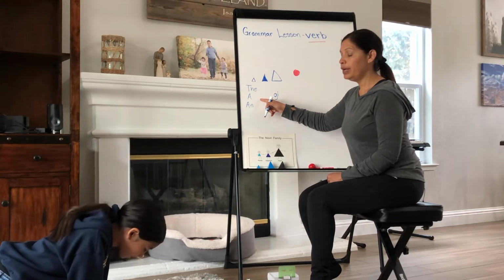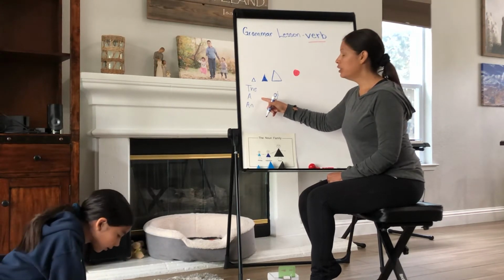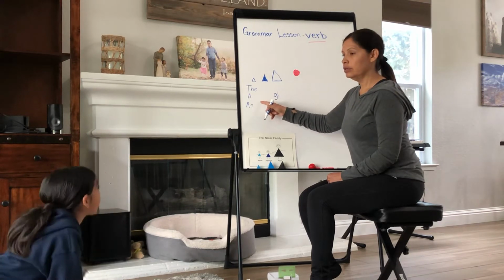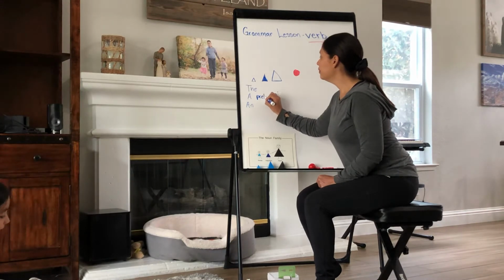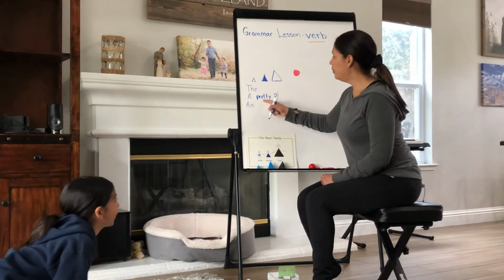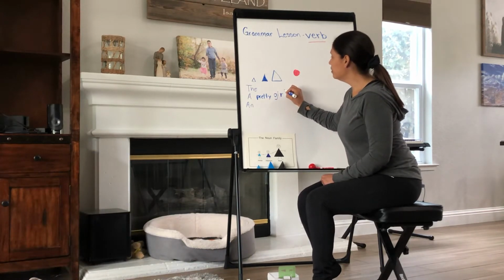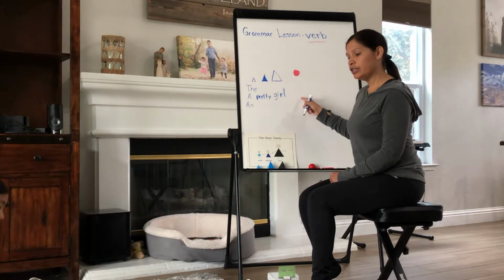We can say a pretty girl, a tall girl, a small girl. Is it T-T-Y? Yay, a pretty girl. Now let's use that action that you have.